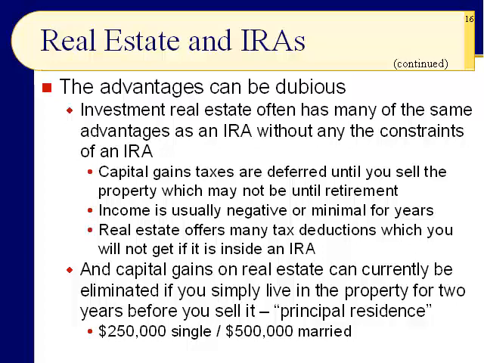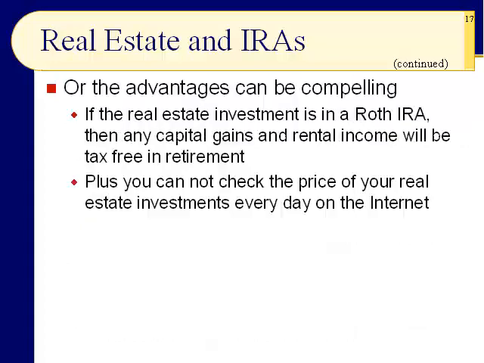And capital gains on real estate can currently be eliminated if you simply live in the property for 2 years before you sell it. It has to be your principal residence. More about that later. Up to $250,000 of capital gains for a single person, $500,000 for married. Or the advantages can be compelling.